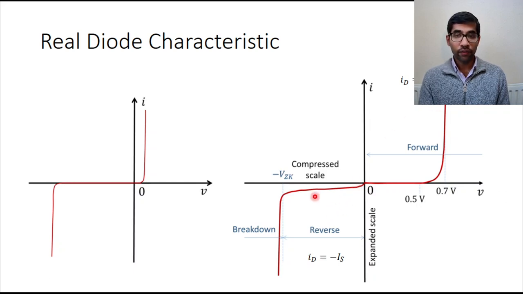In the reverse bias, the diode current is usually written as approximately equal to minus Is. Okay, and in the breakdown, of course, we don't really want to go into the breakdown mode, right? And the current just increases very, very rapidly in the breakdown mode. So you can see how the real diode characteristic is different from the ideal diode characteristic.